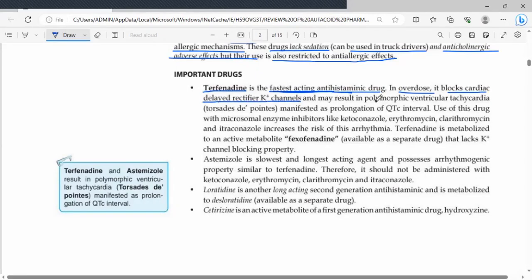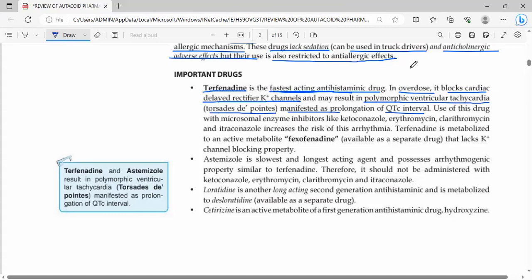By doing so, it will result in polymorphic ventricular tachycardia, what is known as torsades de pointes, which is manifested as a prolonged QT interval. Okay, remember the QT interval represents ventricular depolarization and repolarization. So if it is prolonged, the rhythm of the heart will be lost. So there will be an arrhythmia.